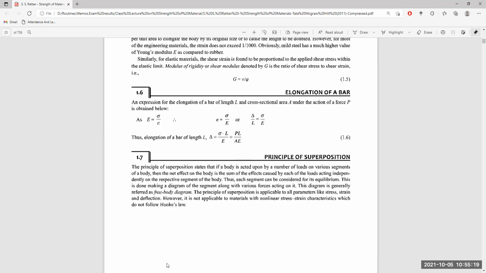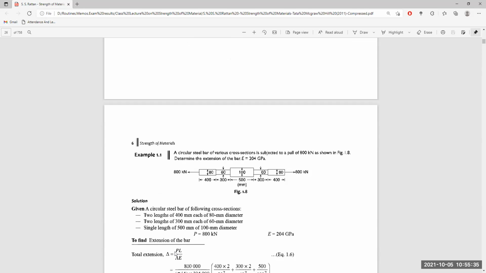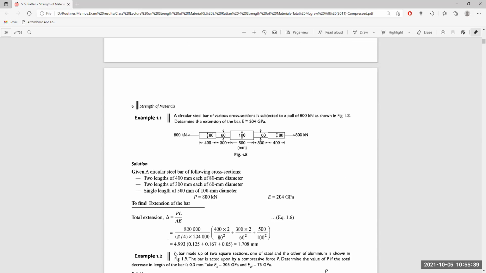Now, the question is: when the bar is loaded uniformly at both ends, no problem. If the bar is loaded with different loads in different sections, what will be the problem? I have just explained that, but I have given a simple problem, and the actual problem will not be that simple. So let us see one actual problem.